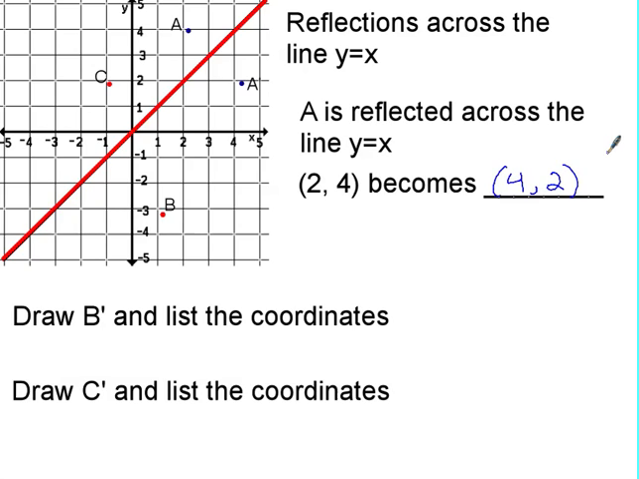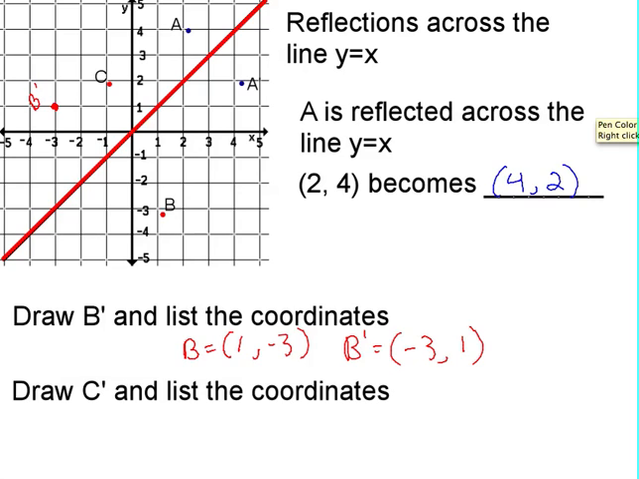Okay, so we already have the B coordinate. We can see that B is over 1 down 3. So what should the coordinate be for B prime? Well, if it's across the line y equals x, the rule is just to switch them. So it should be negative 3, 1. And let's go ahead and plot that just to make sure that it looks right. So if we go to the left 3 and up 1, it looks like B and B prime are about the same distance from that line. So it looks like we did all right there.